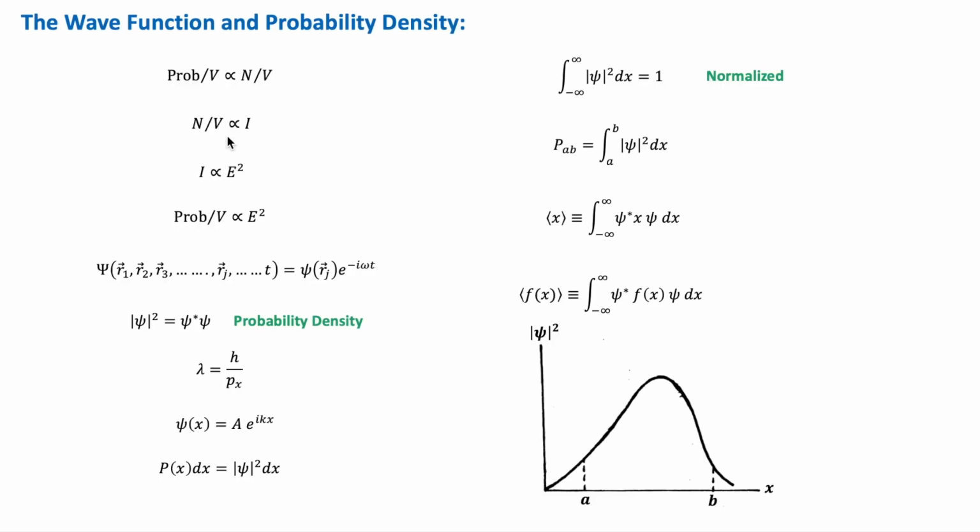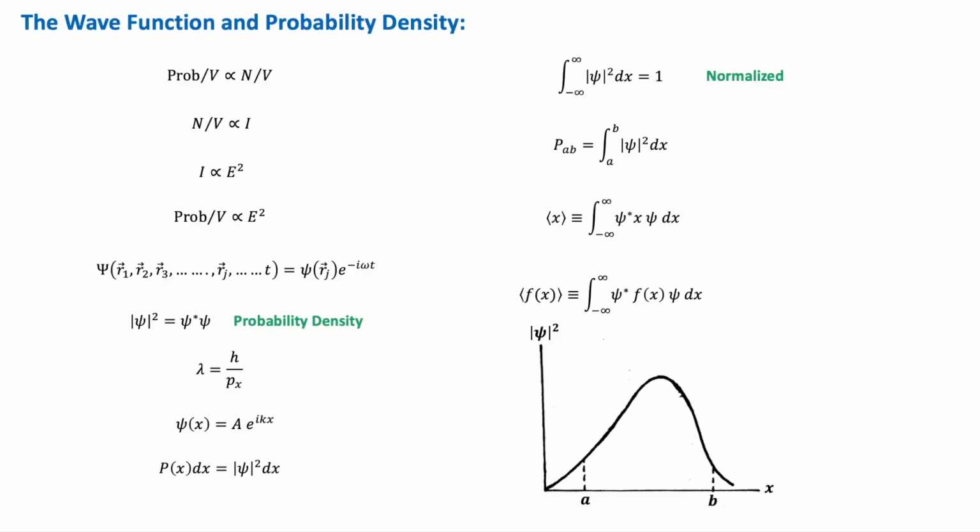And as we have seen before, the intensity of electromagnetic radiation is proportional to the square of the electric field amplitude, okay? So I is proportional to E square. And so the probability per unit volume of finding a photon is proportional to the square of the amplitude of the electromagnetic radiation associated with that photon, okay? And a parallel relation exists for material particles. So the probability per unit volume of finding a particle is proportional to the square of the amplitude of the wave representing that particle.